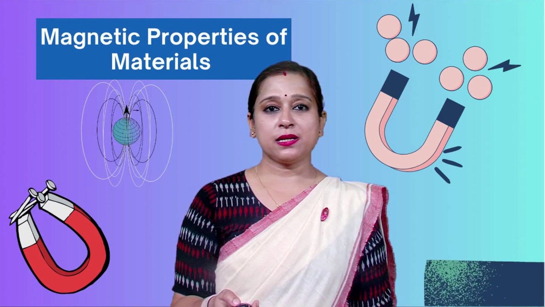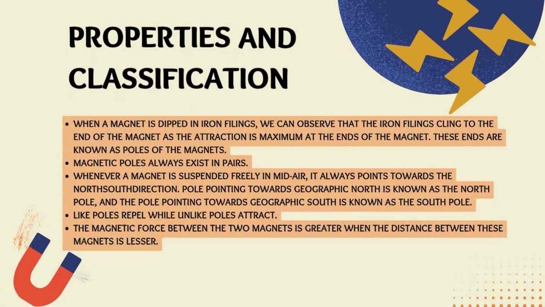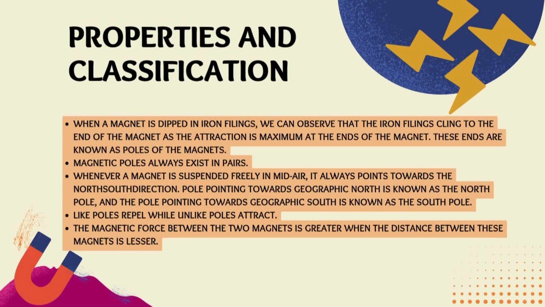We are moving to the properties and classification of magnet. When a magnet is dipped in iron filings, we can observe that the iron filings cling to the ends of the magnet, as the attraction is maximum at the ends. These ends are known as the poles of the magnet. Magnetic poles always exist in pairs. Whenever a magnet is suspended freely in mid-air, it always points towards the north-south direction. The pole pointing towards geographic north is known as the north pole, and the pole pointing towards geographic south is known as the south pole. In case of magnets, like poles repel, while unlike poles attract.